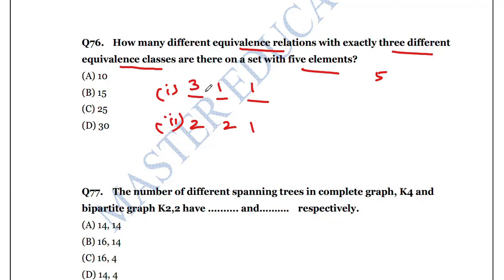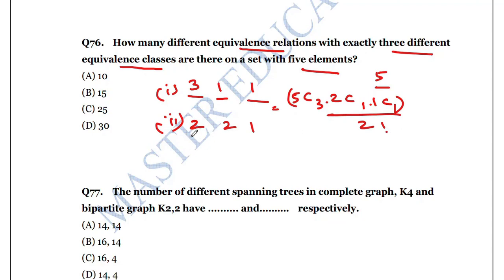If I split as 3, 1, 1: first, from the 5 elements I choose 3 elements, that is 5C3. Then how many elements are remaining? 2. From those 2 elements I have to choose 1, so 2C1, and the remaining element is 1, so 1C1. You have to multiply these, and this should be divided by 2 factorial.